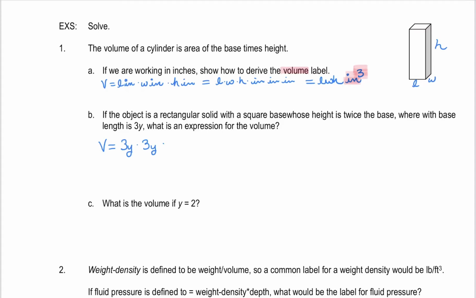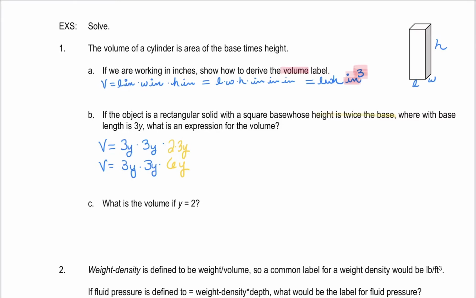And then times, it says the height is going to be 2 times the base. So we can think of this height here. Let me just highlight that. So it says the height is twice the base. So my height is going to be twice what one of those base lengths is. So the 2 times the 3y would of course be a 6y on that. Okay, so I now have, in terms of the area of the base times the height, 3y times 6y.